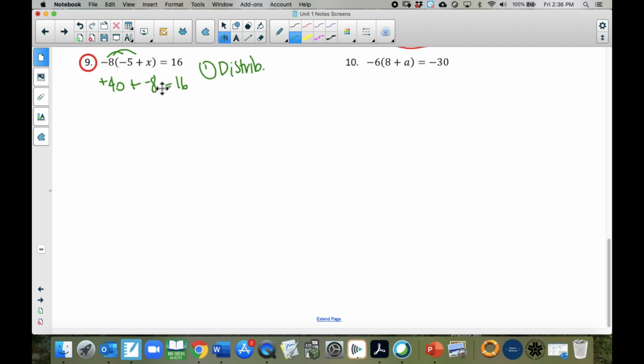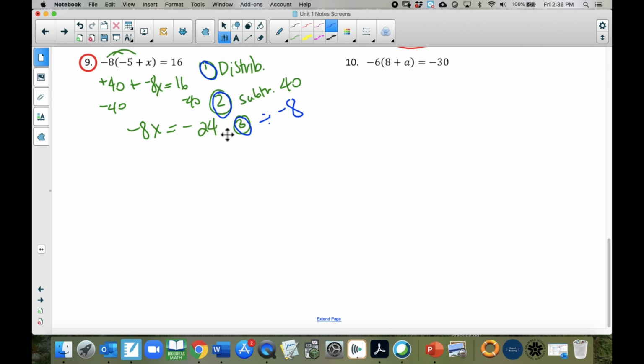I forgot my x. Okay, next we are trying to simplify, trying to isolate, and so we need to subtract our 40. Okay, so we subtracted our 40. That gives me a negative 24. Bring down my equal sign, bring down my negative 8x, and now I need to divide by negative 8. And that is our solving, and that's our final answer.